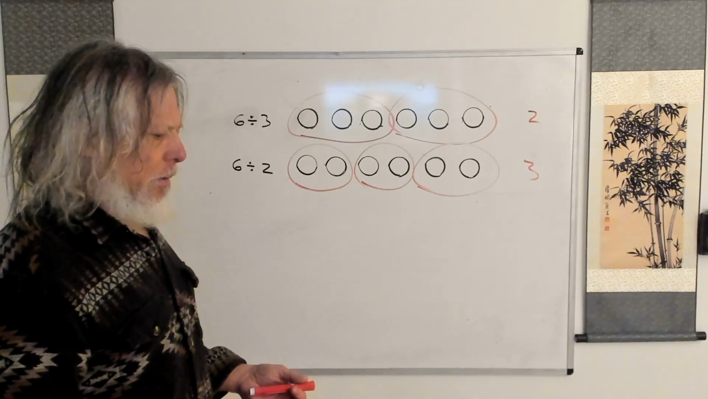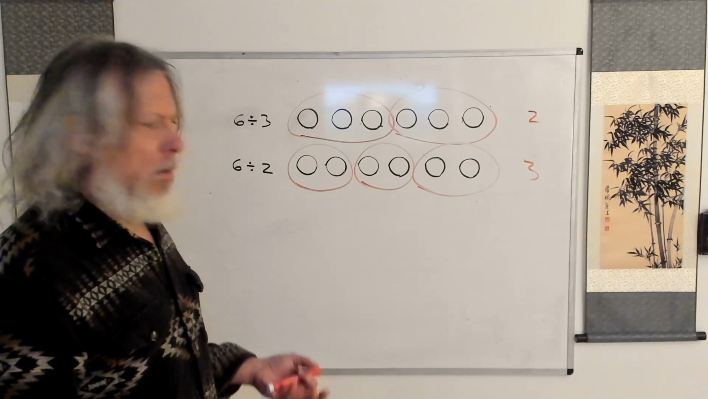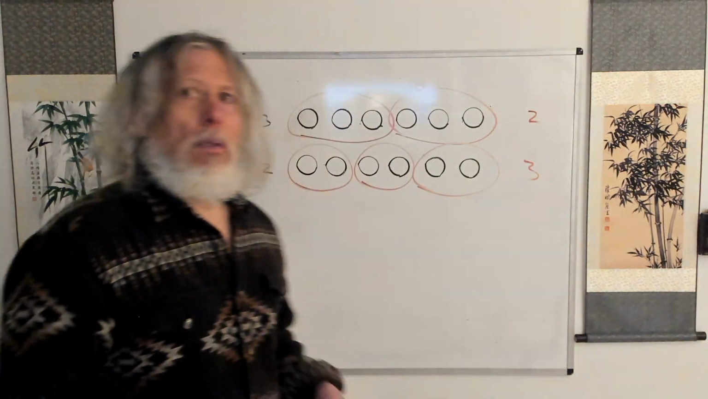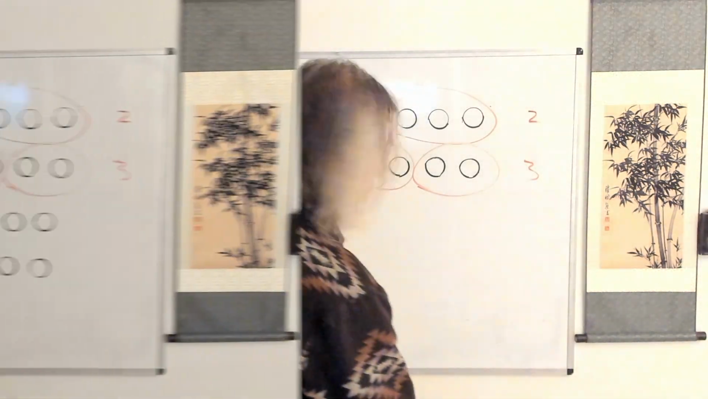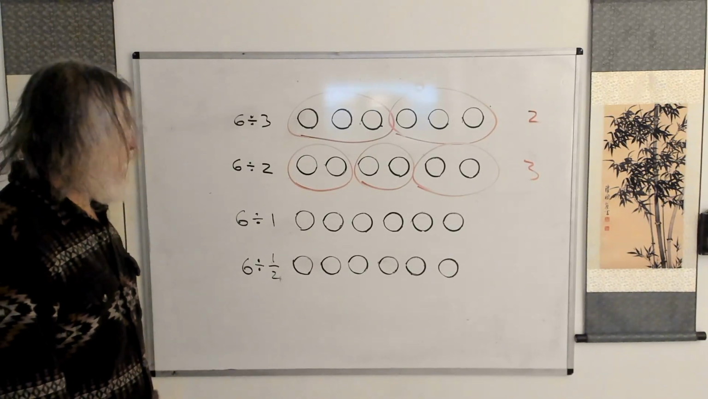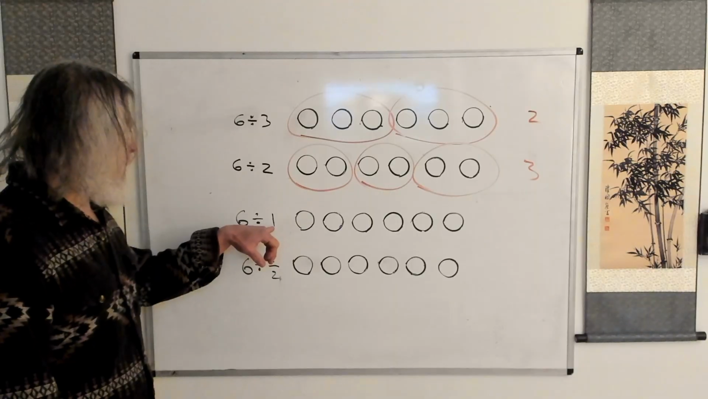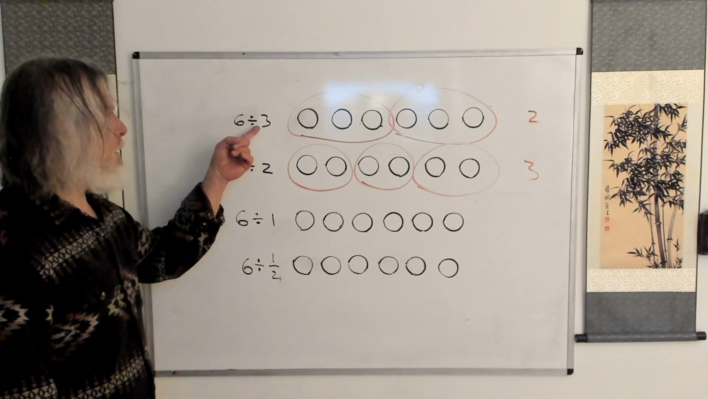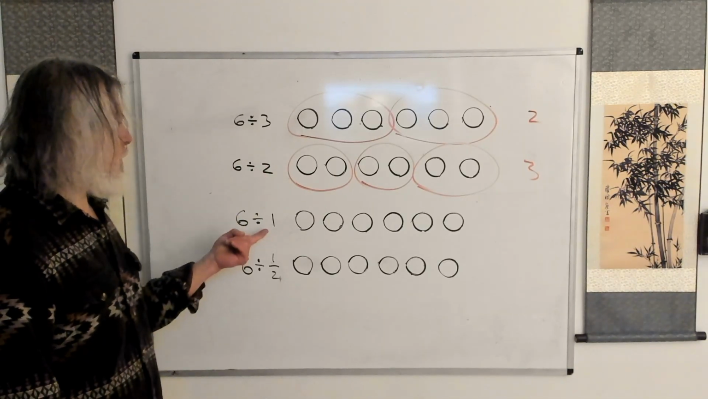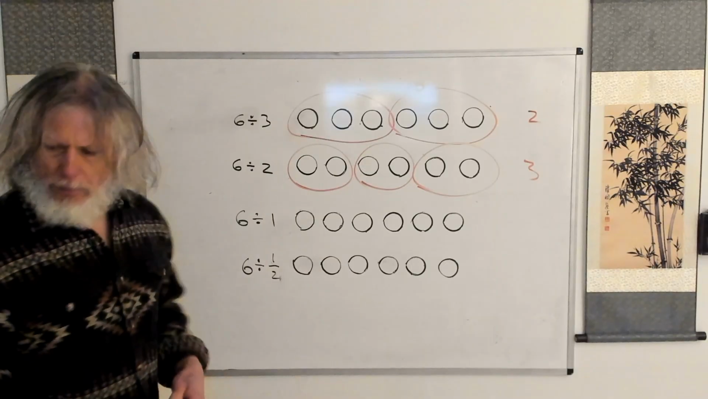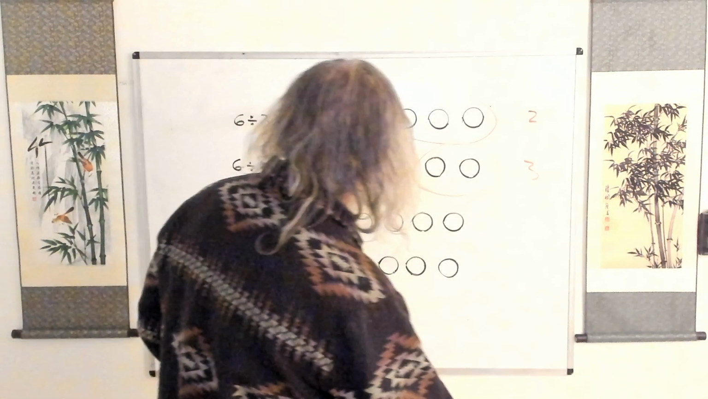Now what if we divided by 1 and divided by a fraction? Let's look at that. All right, so let's look at 6 divided by 1 and 6 divided by 1/2. Instead of 3 in each group, or 2, there's 1 in each group, and then a half. So clearly, 1 in each group.